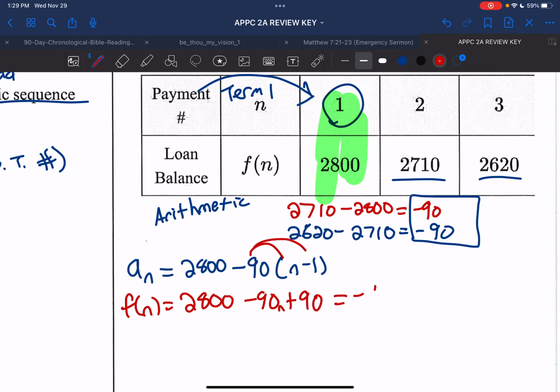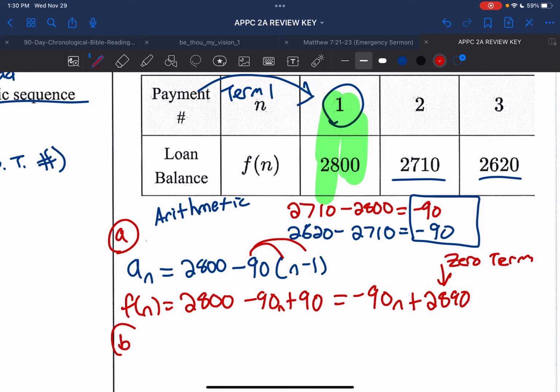And then I have -90n plus 2890, and this is for my zero term. So my zero term, before he made any payments, the loan that he got for that gaming PC was 2890, and I just used distribution to rewrite it. So that's for part A.